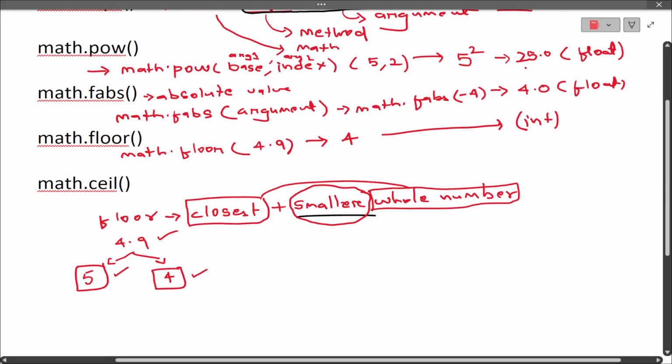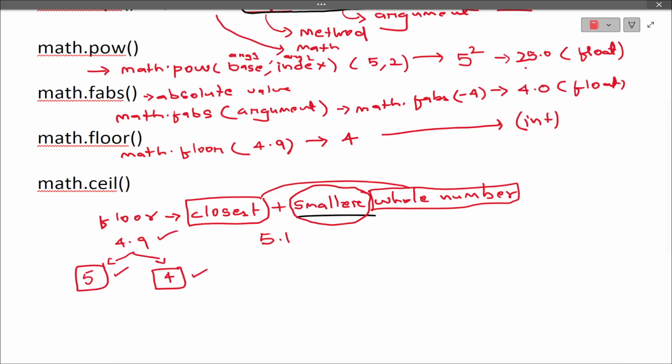Now let me give another example. What if somebody gives me 5.1 and asks me to get the math.floor? It's simple: you need to find the two whole numbers on either side. One is 5, another one is 6. Now what method are you using? You are using math.floor. That means the smaller whole number than what is given by the user.